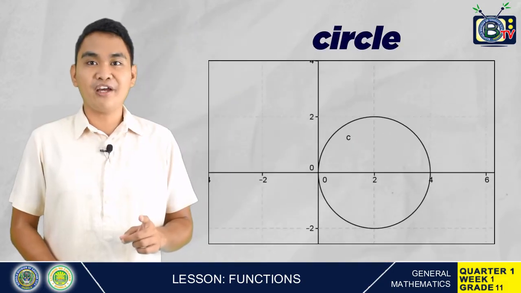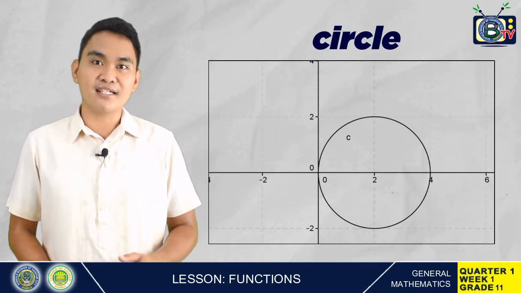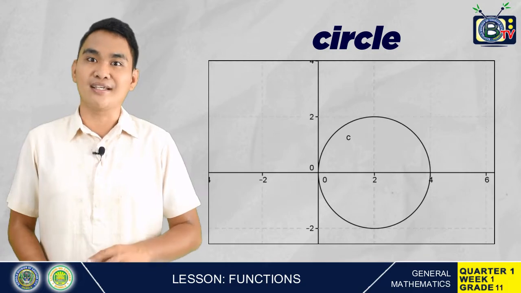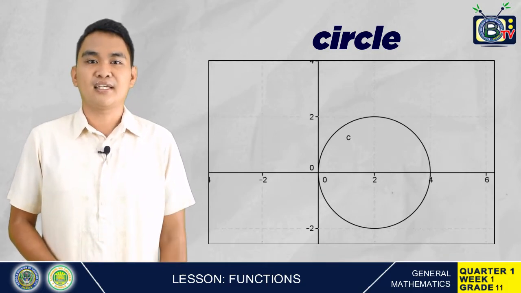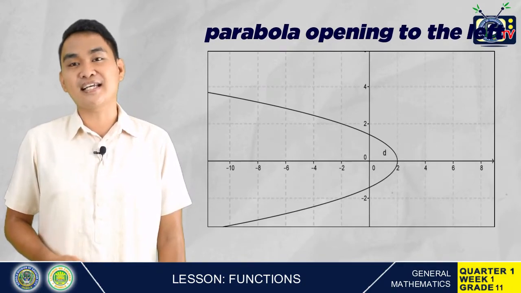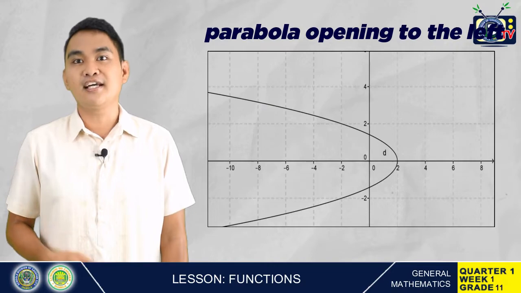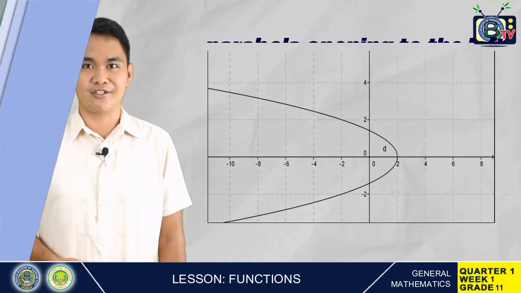However, if we have the graph of a circle, any vertical line can pass the graph once or twice. Therefore, it does not satisfy the vertical line test. And also, if a parabola opens to the left, it will not satisfy the vertical line test. Therefore, the graph is not a function. It is only a relation.